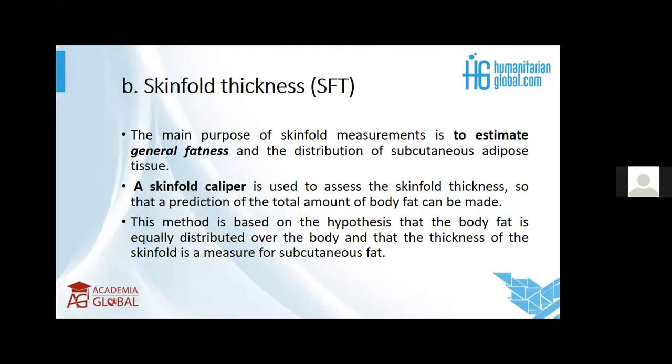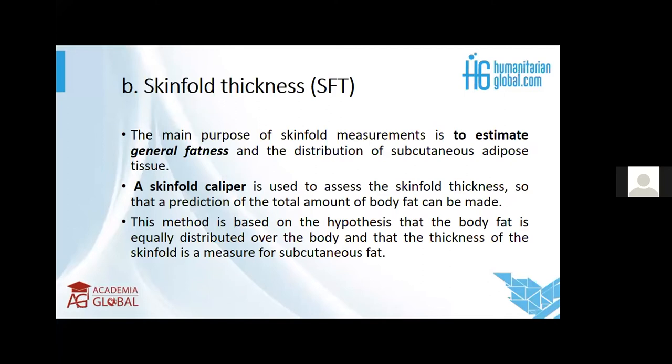We have another type of fat called visceral fats found in the body, those ones that are in our abdominal cavity and those ones that surround or cushion our organs, that is called visceral fats. Now here we are talking about subcutaneous adipose tissue, which is the fat under the skin.